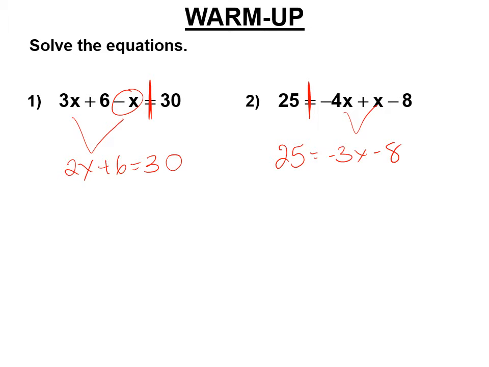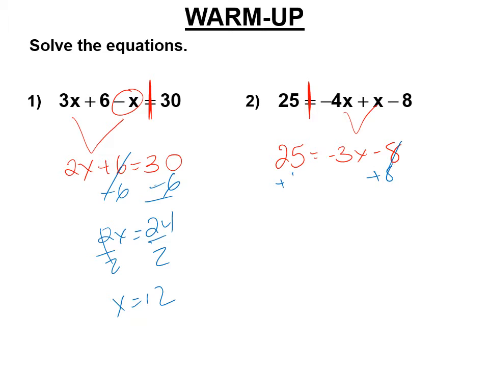In both cases, at that point, you get a two-step equation, right? And then you just solve your two-step equation that remains. And in this one, it was x equals 12. Here you add 8 to both sides. And we divide both sides by negative 3 in this one, and you get negative 11 equals x. All right, so when they're all on the same side, combine like terms.